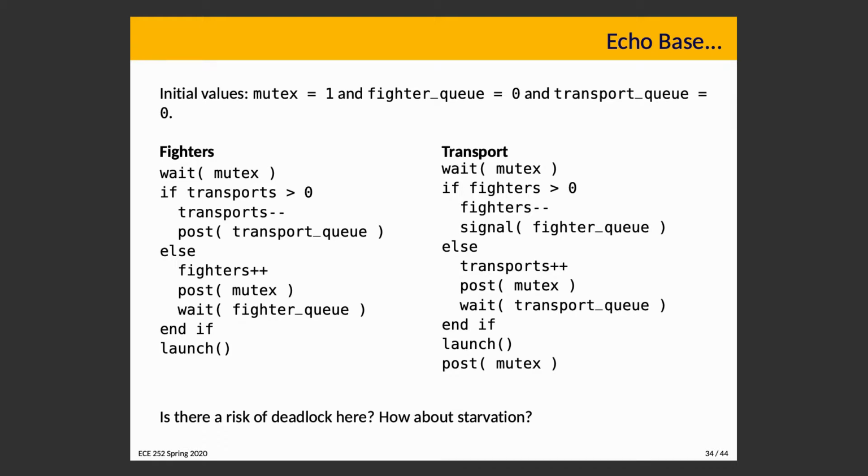It works the other way as well. If a transport gets there first and fighters are not ready, release the mutex, wait on the transport queue. When the fighters arrive, they note that transports is greater than 0, decrement the count, post on transport queue, wakes up the transport, and fighters launch, the transport launches, and the transport posts on mutex. So in the first workflow that I went through, where it was the transport that got there second, it locked the mutex and waited on mutex, and then it posted on mutex at the end, so it does its own dirty work.